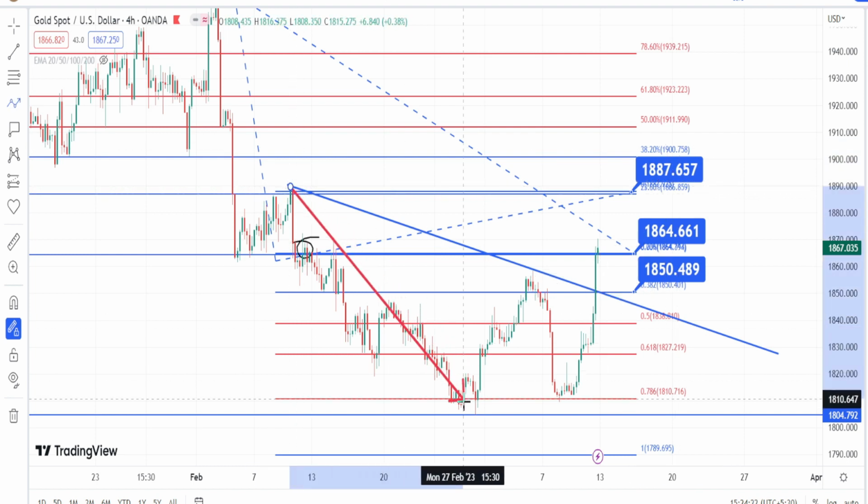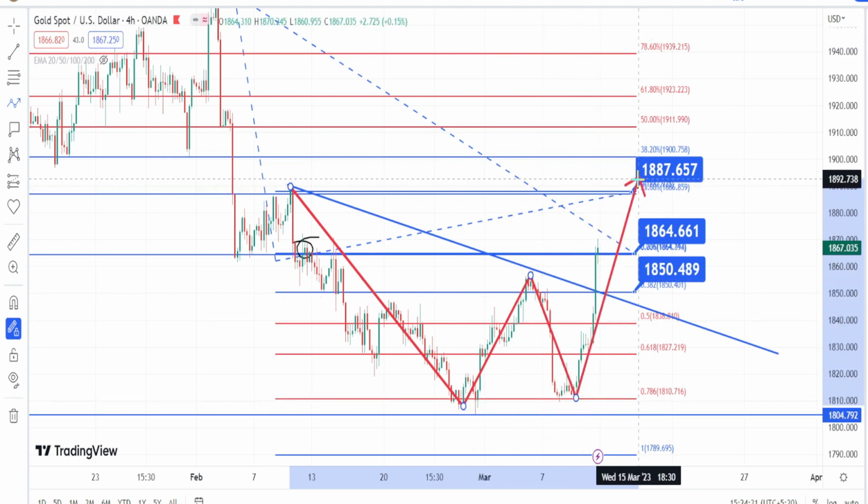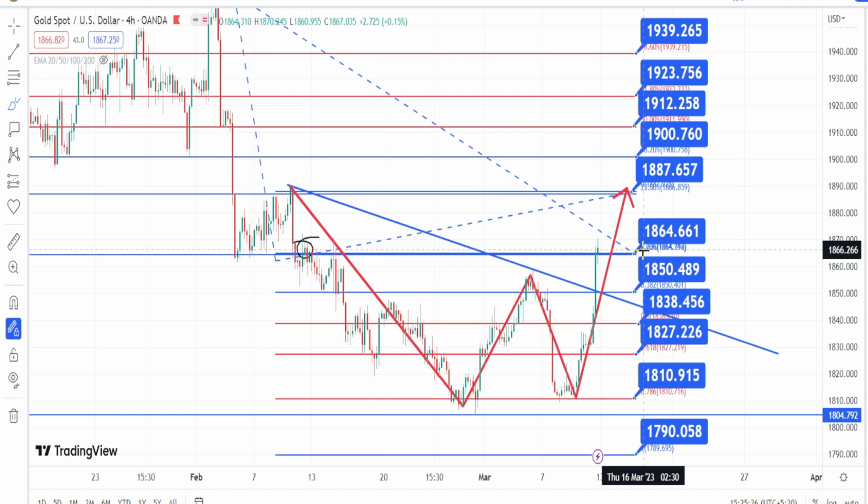And when we look at the chart pattern formation also, since it has given a breakout from this neck level of the double bottom pattern, we can expect it to retrace up to the resistance level of 1887 or 1890. So for now, the current price action is in a bullish trend and taking support around the support level of 1864. And if the bullish side retracement continues, the next levels of resistance are going to be around 1887, 1900, 1912, 1923 and 1939.